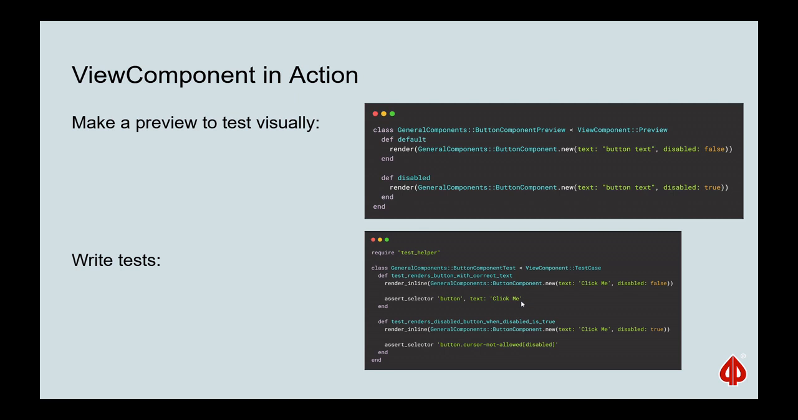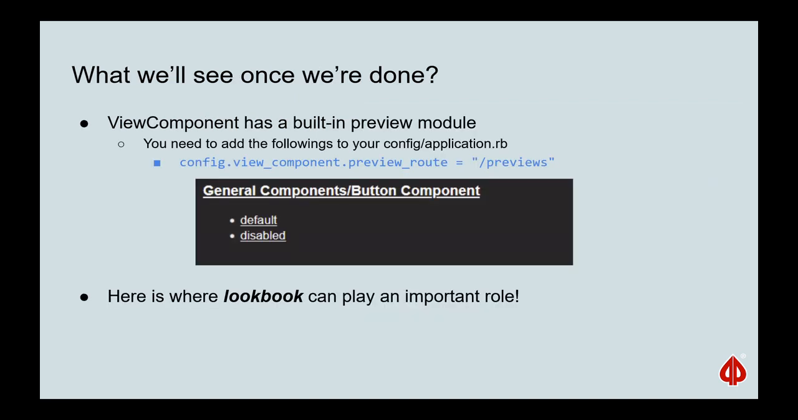Like you can just write a test to check if the text is right, or if it is disabled or not, or if the button even exists or not. And that's it for the view component. I mean, it's pretty simple and you can use it very easily. To show the components, view component offers previews, but there is a problem. I think as the number of components grows, you will be confused in the future.